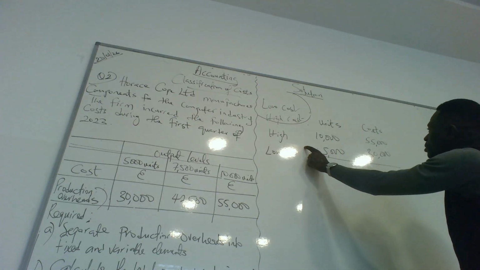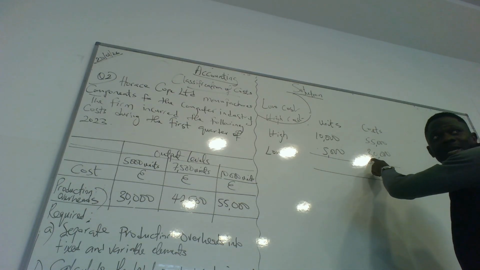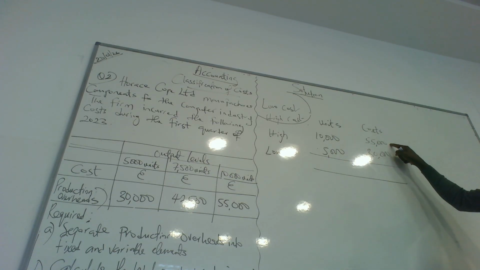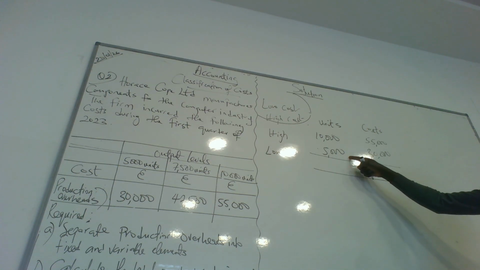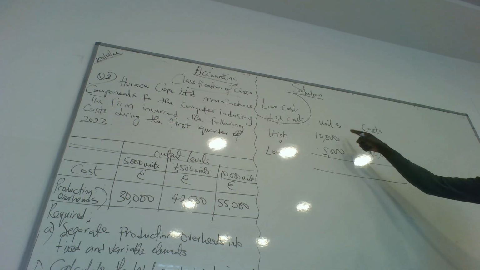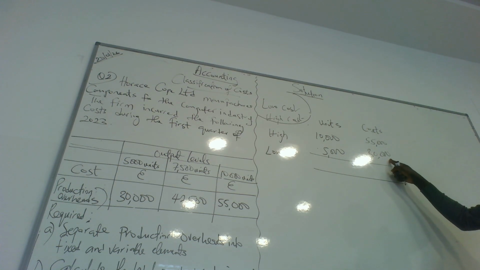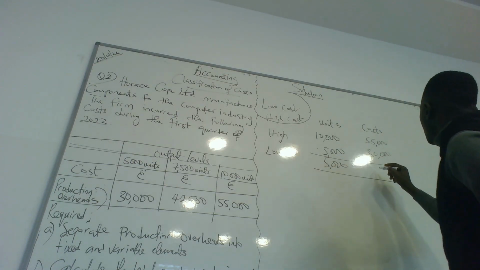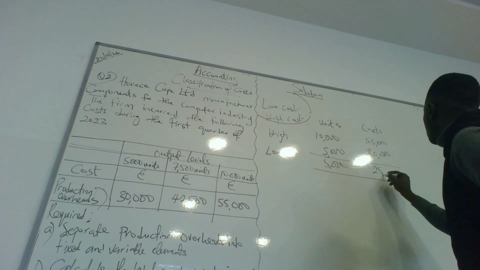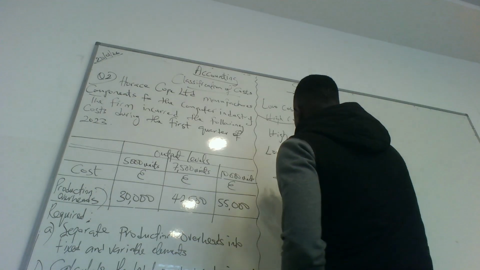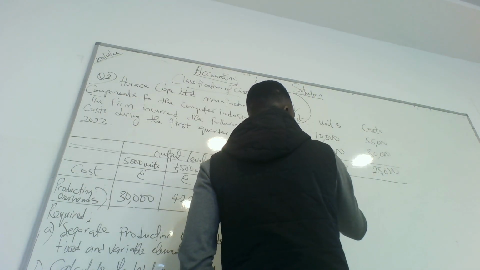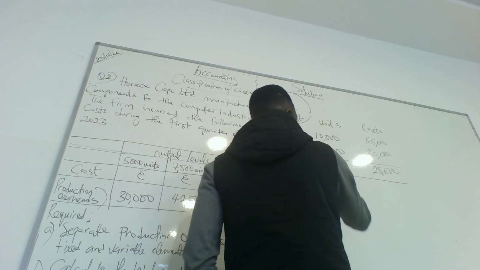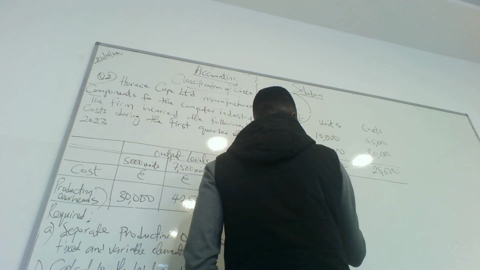Highest unit minus lowest unit, highest cost minus lowest cost. So this is 5,000 divided by 25,000. So the variable cost now will be the cost, which is 25,000, divided by the unit, which is 5,000. So our variable cost is.